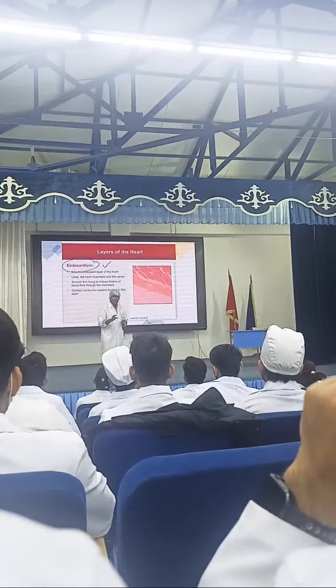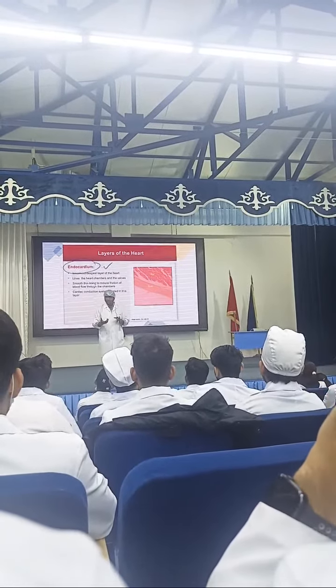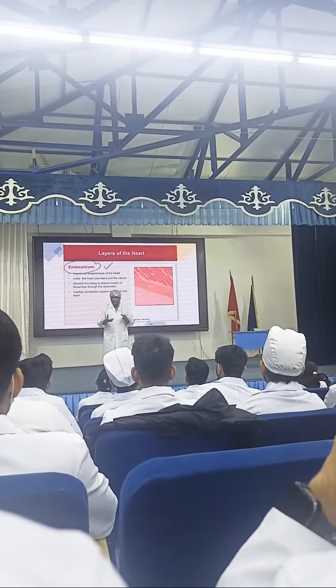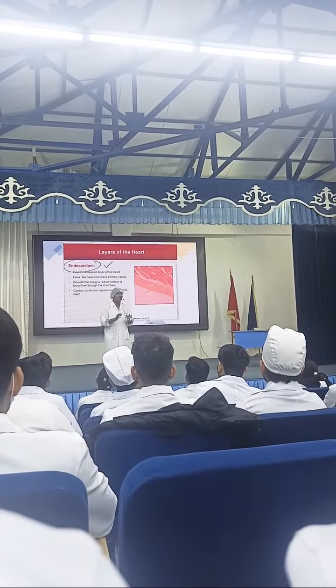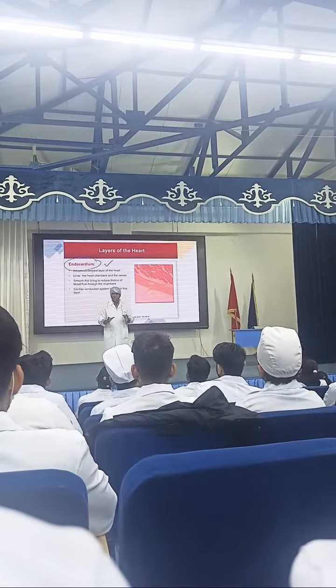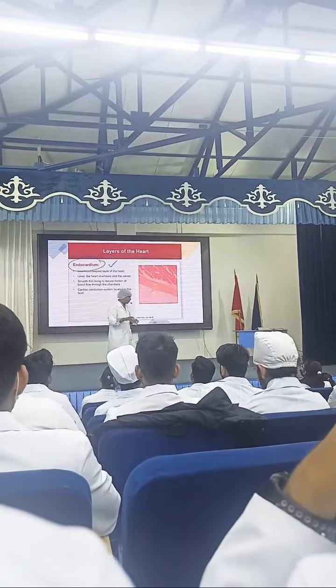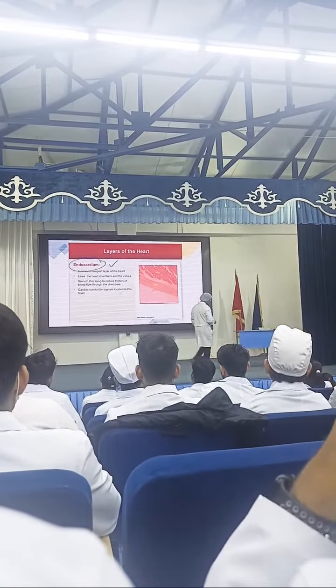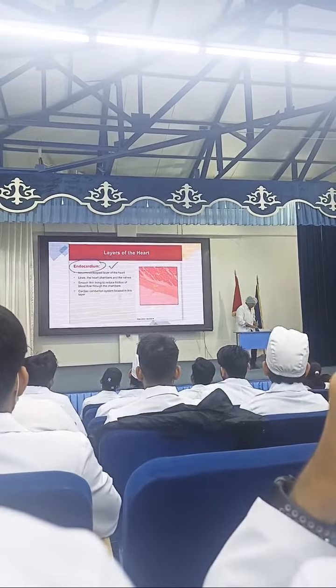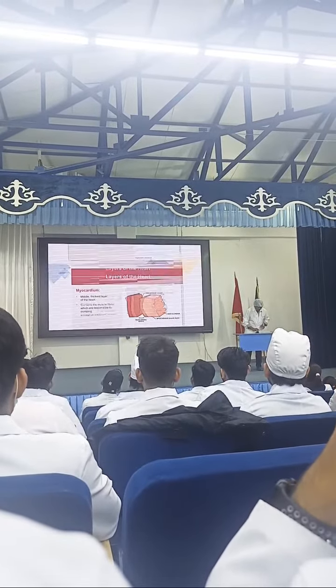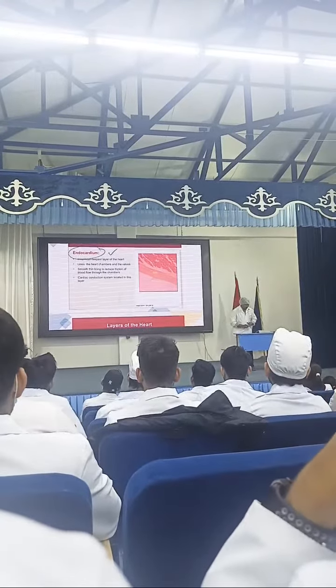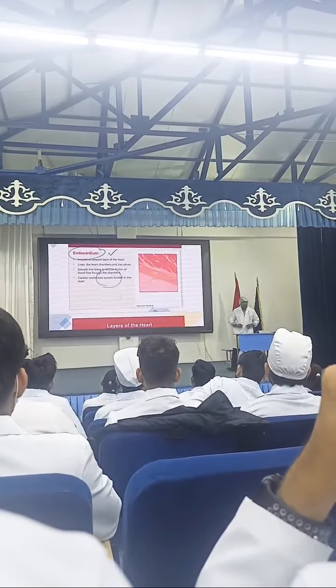Right? So what does this endocardium do? It will give the seat for the valves. It will ensure that the valves are located in that particular endocardium. So that is the role of the endocardium. And not only that, within the endocardium, you even have the presence of the conducting system of the heart.